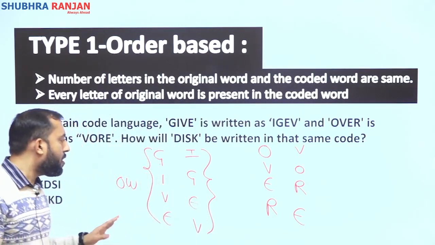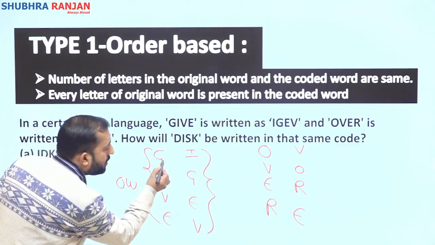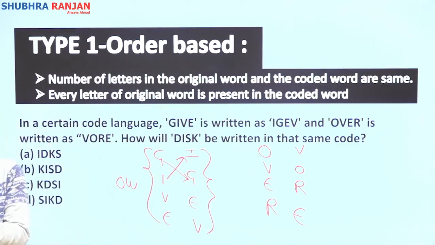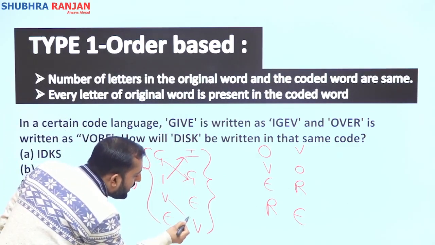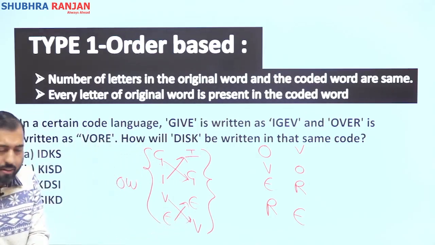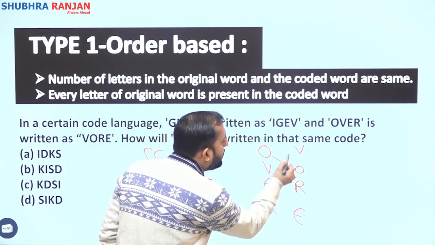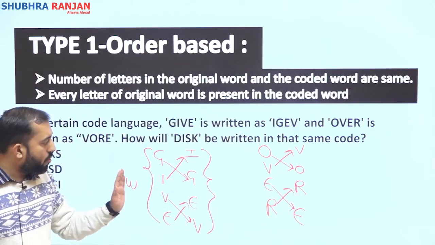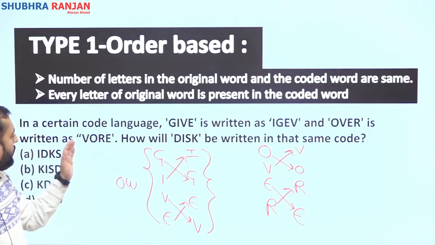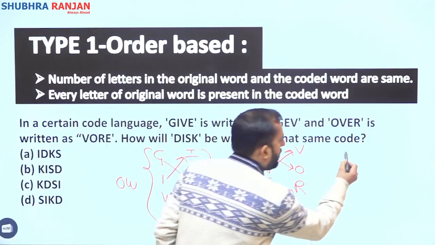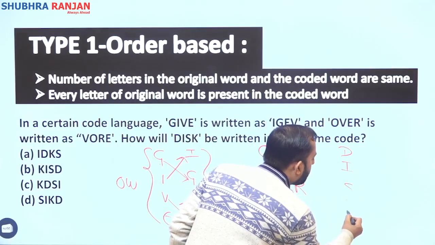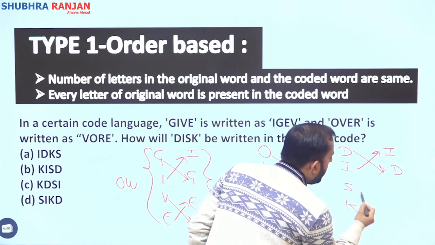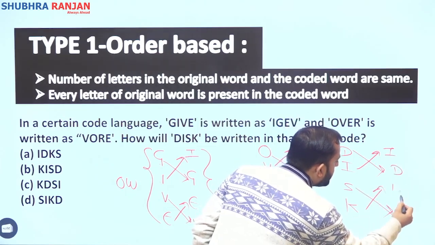Afterwards, what you can see is the places of I and G have been interchanged with each other. Places of V and E have been interchanged with each other. Then the places of O and V have been interchanged. E and R are interchanged. So this is the pattern. Now we will apply the same pattern to DISK. D-I-S-K. So I and D will interchange their places and similarly K and S will interchange their places.